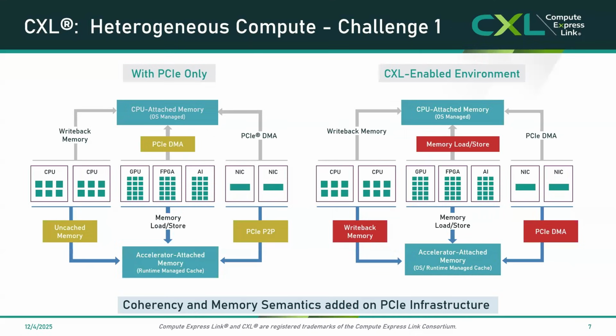So that's basically what CXL did, in order to solve the first challenge, which is around this heterogeneous compute, by introducing coherency and memory semantics on top of PCI Express in order to perform heterogeneous processing efficiently. So this enables the devices to cache the system memory as well as to cache the memory of other devices in a seamless manner. Next.